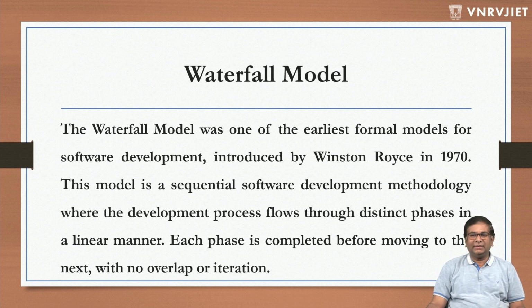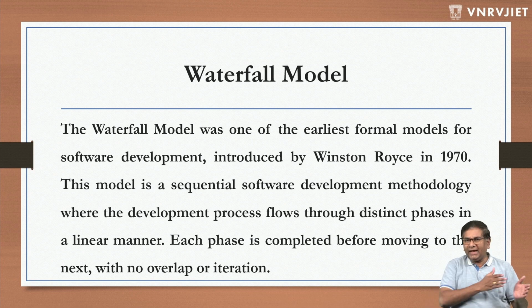In that context, in 1970, Winston Royce invented a model called the Waterfall model. This model was one of the earliest formal models of software development. It is a sequential software development methodology where the development process flows through distinct phases in a linear manner. Each phase is completed before moving on to the next one, without any overlap or iteration.